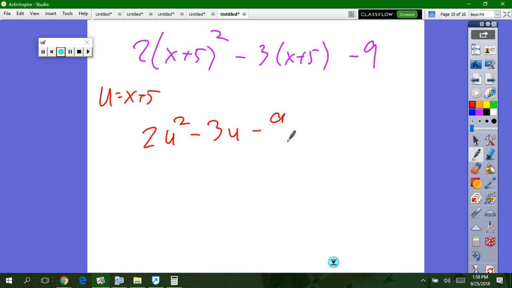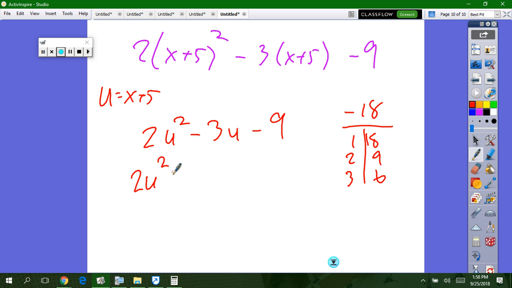Let's go ahead and factor this guy. Okay? Because that looks like something I could factor, correct? So what are the factors of negative 18 that get me to be 3? 1 and 18? Nope, that doesn't get me there. How about 2 and 9? Does that subtract to give me a 3? How about 3 and 6? That does, huh? So I can rewrite this to be 2u squared minus 6u plus 3u minus 9. Is that hard? Are we okay? That's something we could all still do, right?